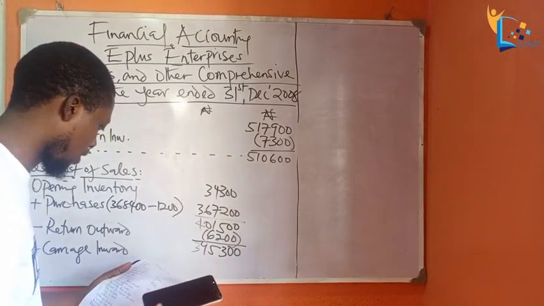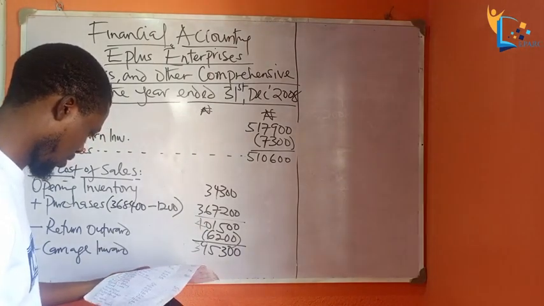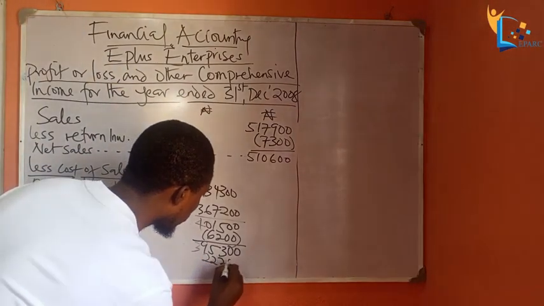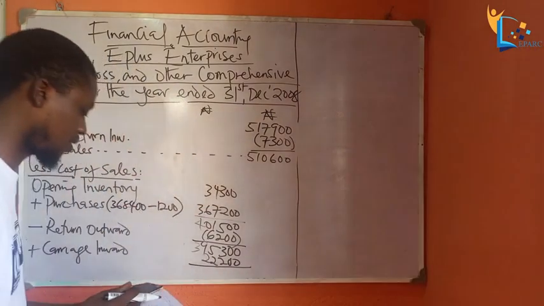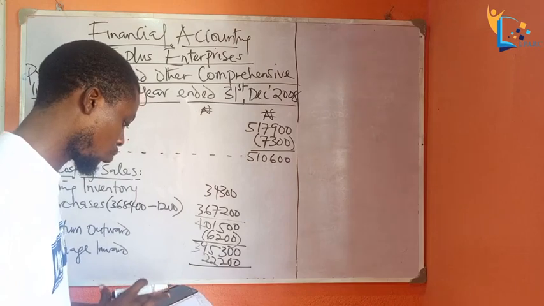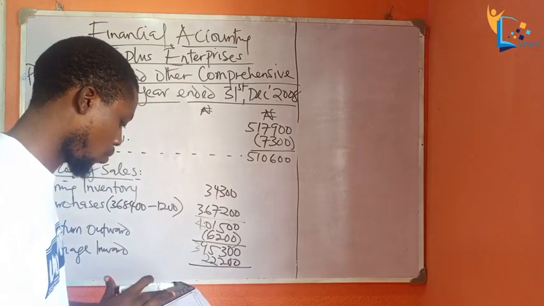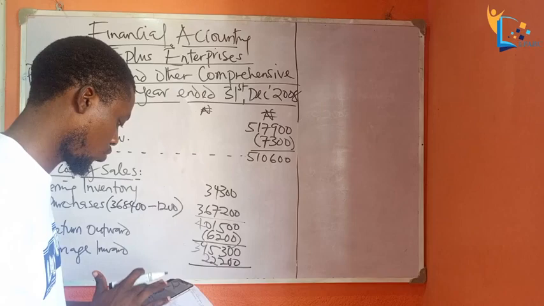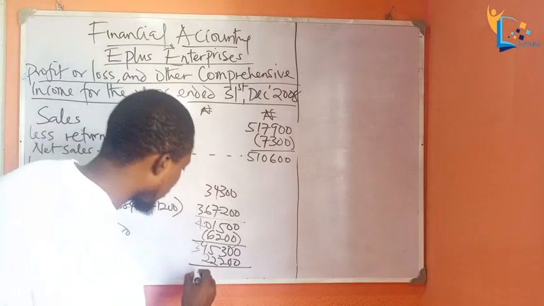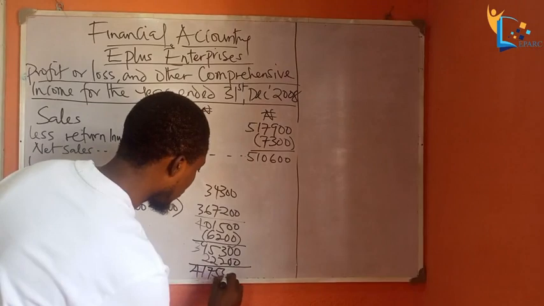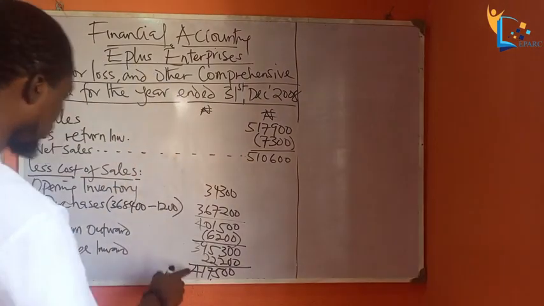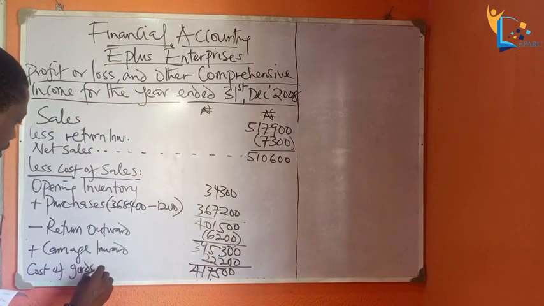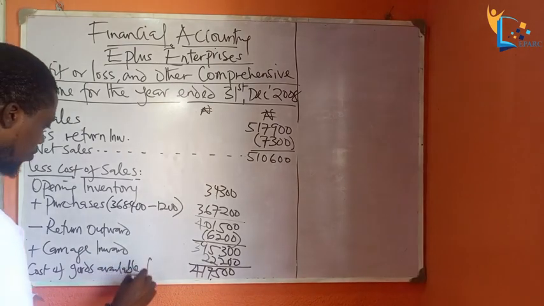So carriage inward here is 22,200. Okay, so we add it: 395,300 plus 22,200 equals 417,500. Okay, so this is your cost of goods available for sale.